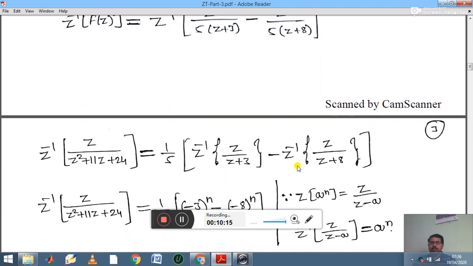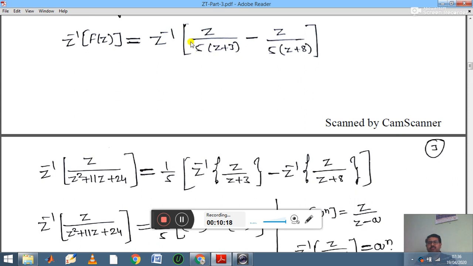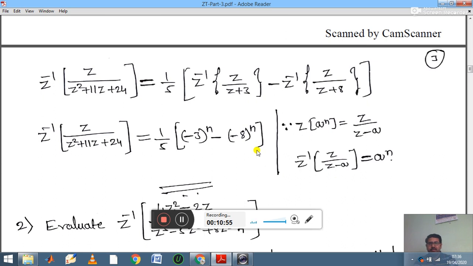Here again you apply z inverse for the individual terms. Here z inverse of F of z: in the given expression you know what the F of z value is; it is mentioned in the problem. F of z is z by z square plus 11z plus 24, which is equal to, here 1 by 5 is a constant term, so take it outside. By using the linearity property, we write 1 by 5 outside: 1 by 5 into z inverse of z by z plus 3 minus z inverse of z by z plus 8. Now you need to go by the formulas.